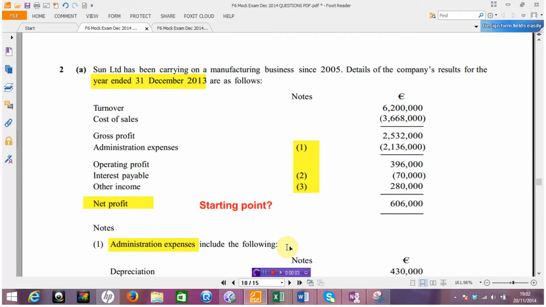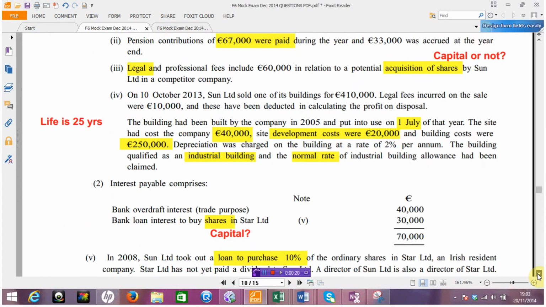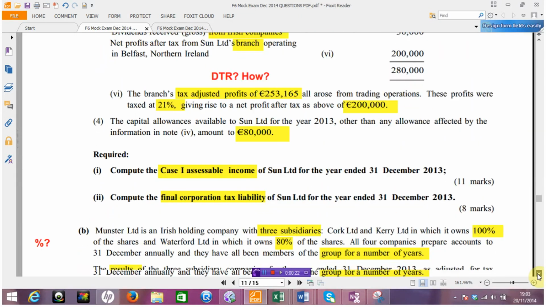Hi everyone, this is a short screencast for Independent Colleges Dublin covering question 2 of the mock exam for F6 taxation for December 2014. And what I'm going to do is just run you through the requirements first for part A and then the balance of the question.